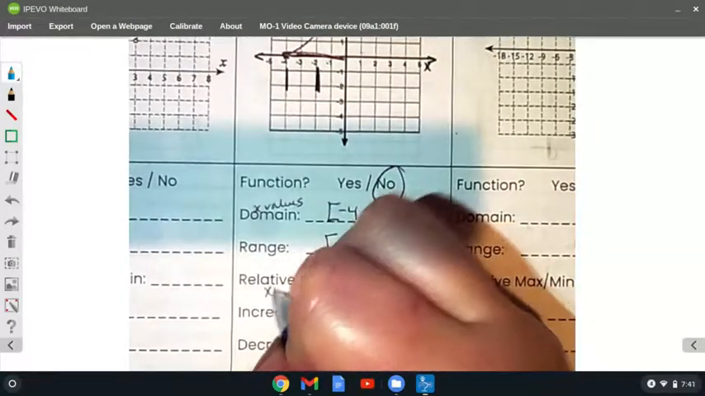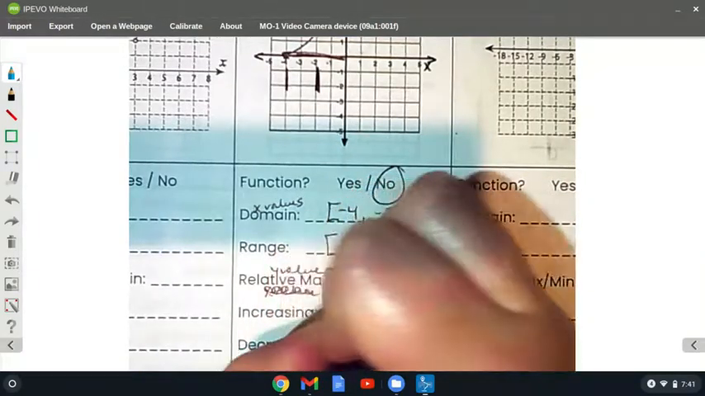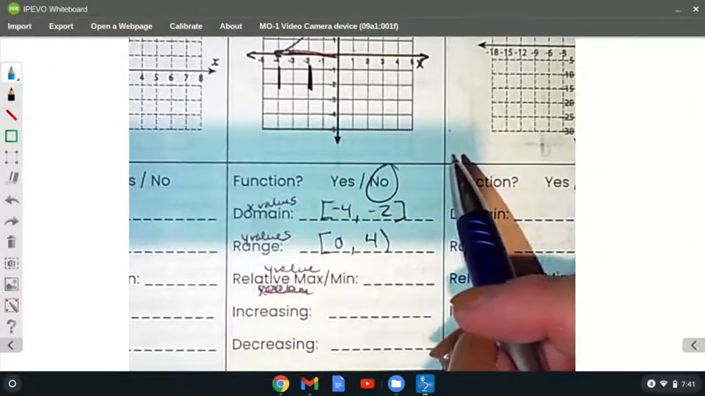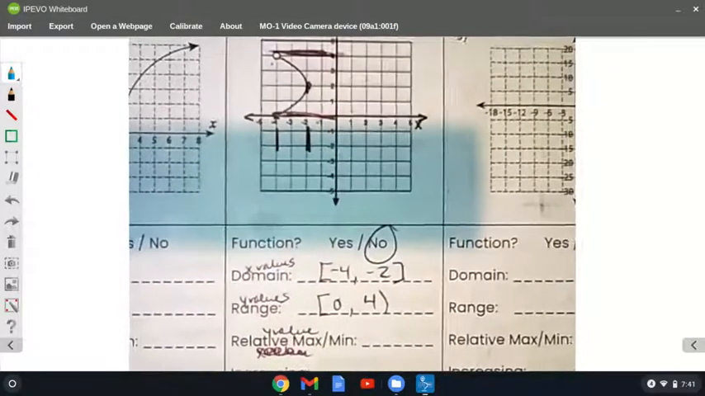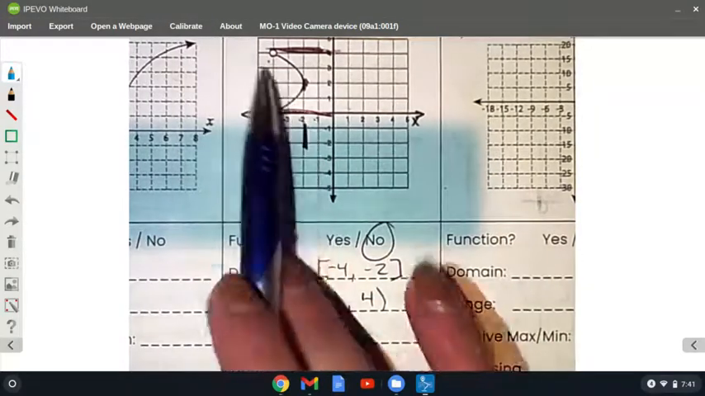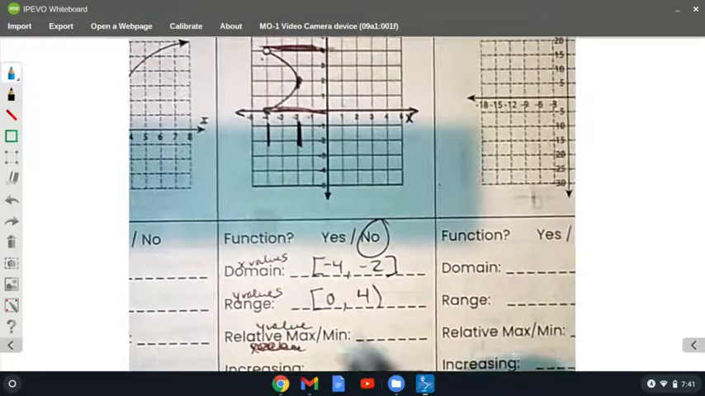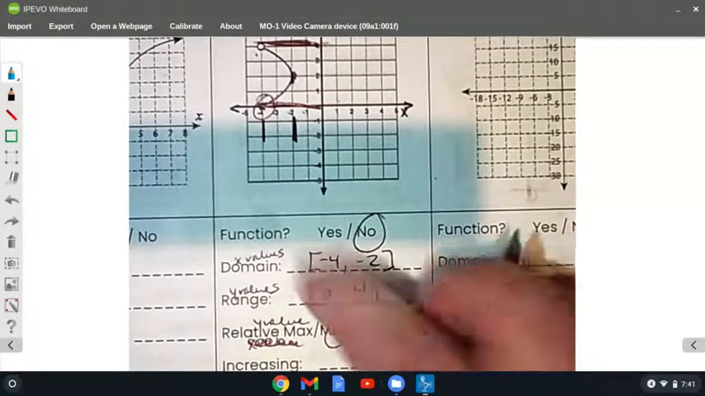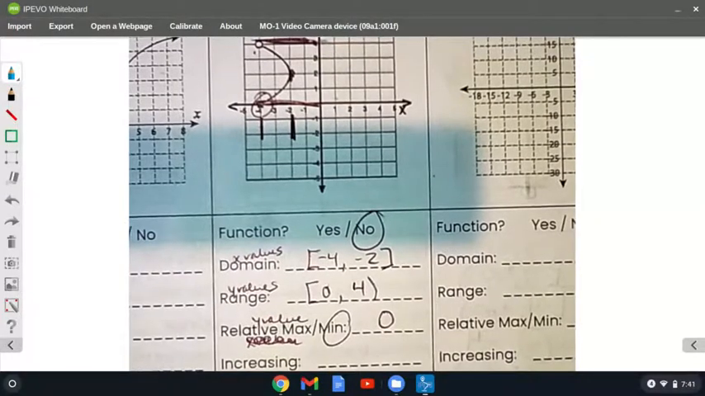My relative max or min should always be my y value, just like my range is also my y values. This really could have a maximum or a minimum. It's not facing up or down. It could realistically have both. However, I wouldn't call this one a max because it's an open circle. So I would say you have a minimum here, and that y value there is actually 0.